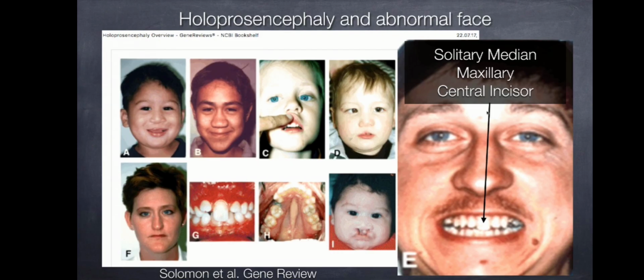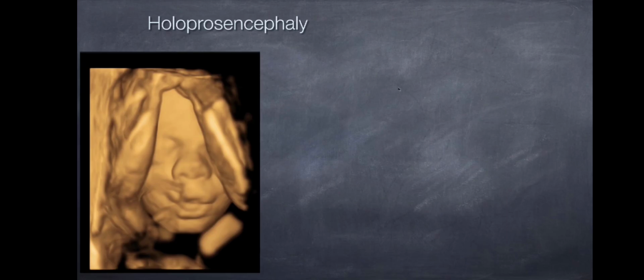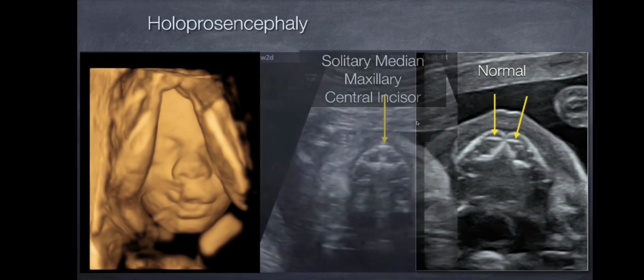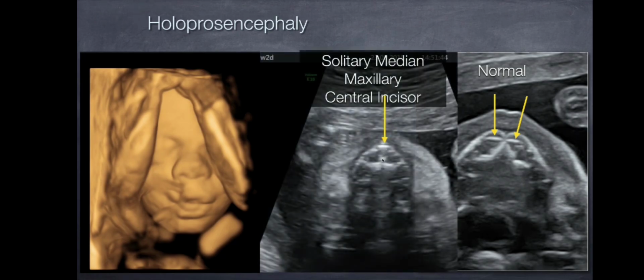But this is important for you and for me, because in this fetus at 27 weeks, this is a normal face, absolutely normal. The distance of the orbits was normal. And here you can see it: today you can very well see the teeth, we can see the tooth germ, and in this fetus you see the solitary median maxillary incisor.